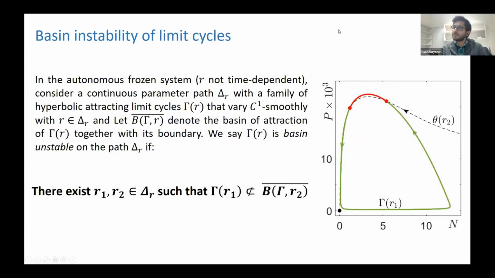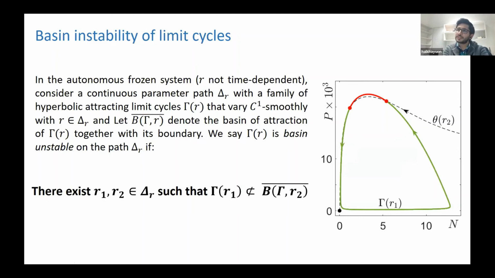So to give further mathematical understanding of this behavior, we put together some mathematical theory based on basin instability theory that has been introduced by Sebastian Wieczorek and Paul Ritchie in a recently published paper in the SIAM journal. And they discussed basin instability for equilibria. And now we are extending this theory to include limit cycles.